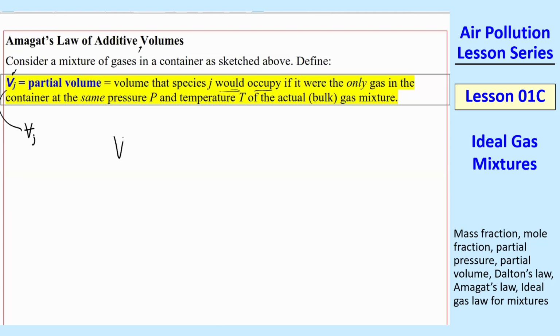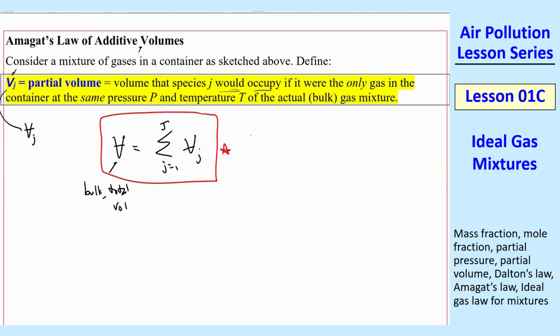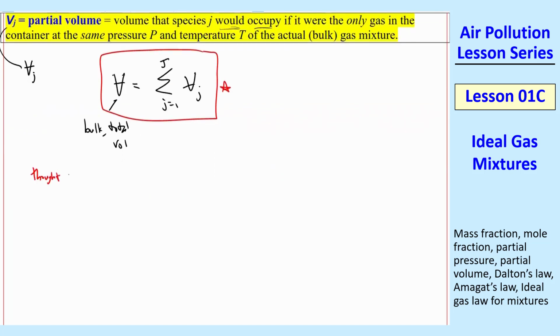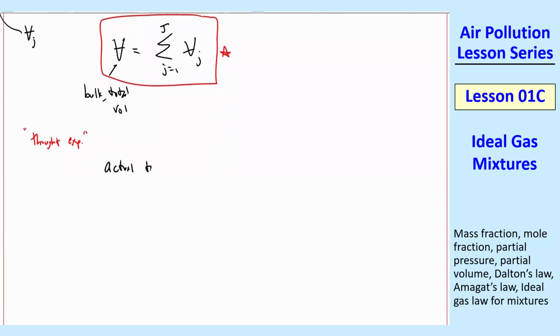So Amagat's law in variables says that the volume, this is the bulk or total volume, is equal to the sum over all the species in the tank of Vj. So that's what Amagat is saying. So it's kind of similar to mass. The total mass is the sum of all the masses of each species, while the total volume is the sum of all the partial volumes of each species. So I like to do thought experiments, and that simply means let's think about this logically. So let's do the actual tank, and let's think about our thought experiment.